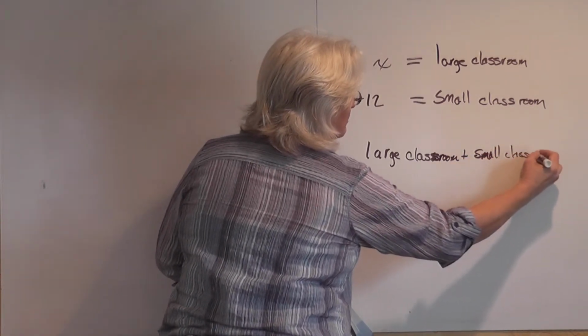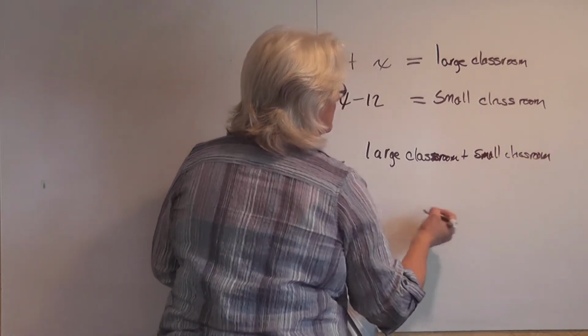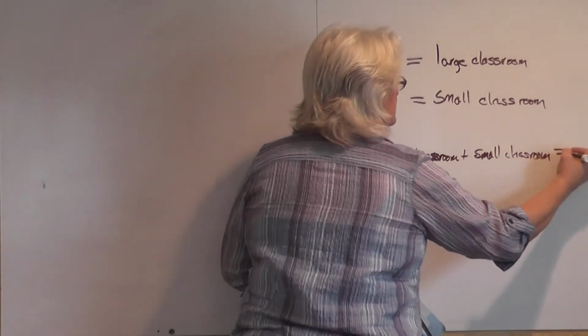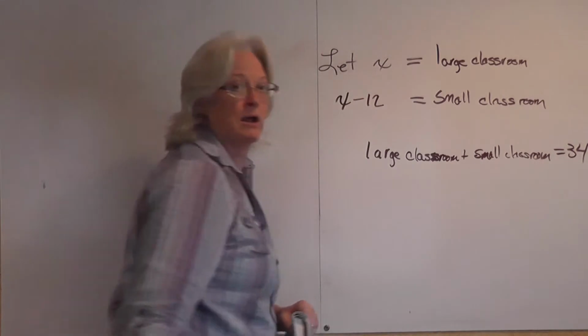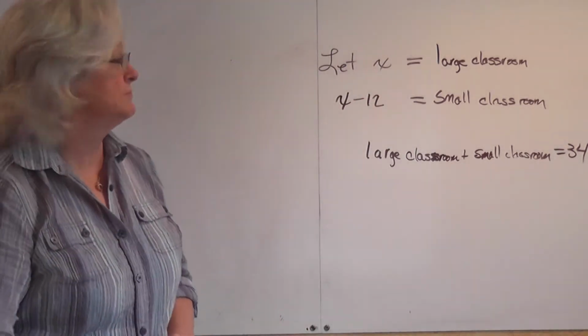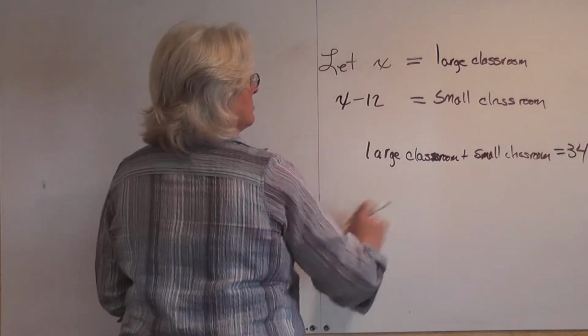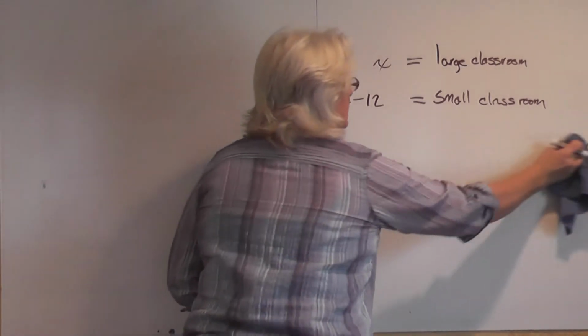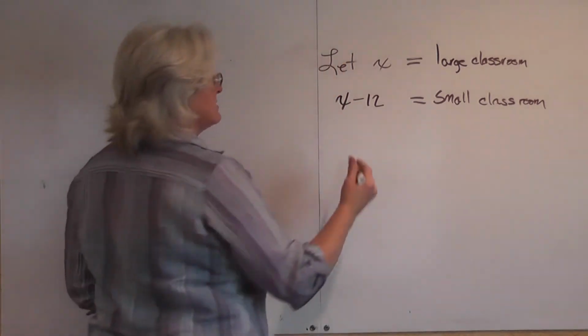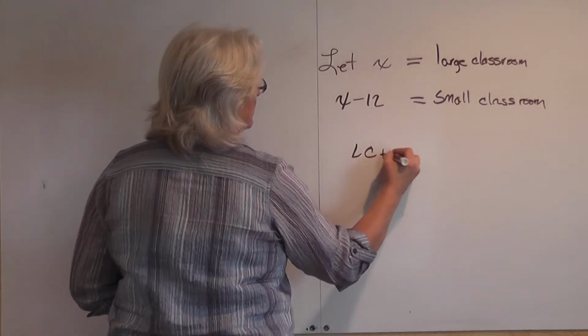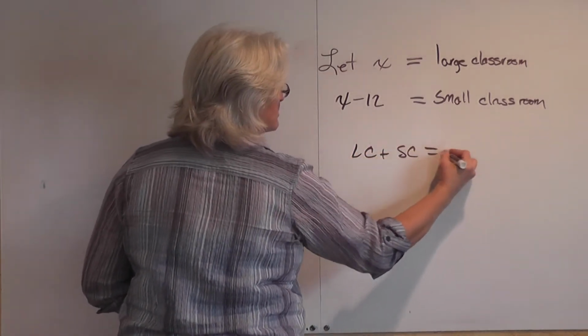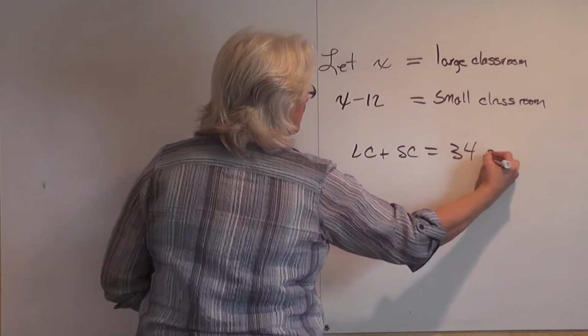These are very small rooms. Is how many students? Our large classroom plus our small classroom, we have a total capacity in there in our large plus our small classroom of 34 students.